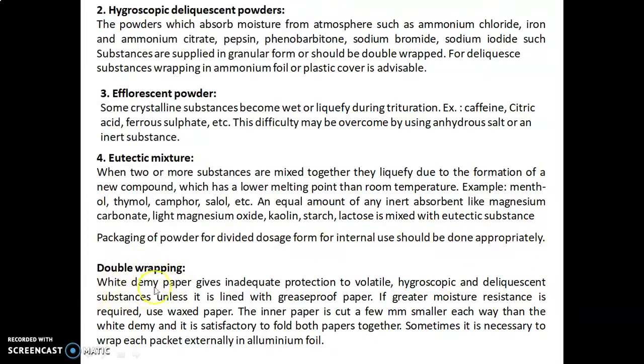Double wrapping. White demi paper gives inadequate protection to volatile, hygroscopic and deliquescent substances unless it is lined with grease-proof paper. If greater moisture resistance is required, use waxed paper. The inner paper is cut a few mm smaller each way than the white demi and it is satisfactory to fold both the papers together. Sometimes it is necessary to wrap each packet externally in an aluminium foil. So in the next session we will discuss the actual experiment.